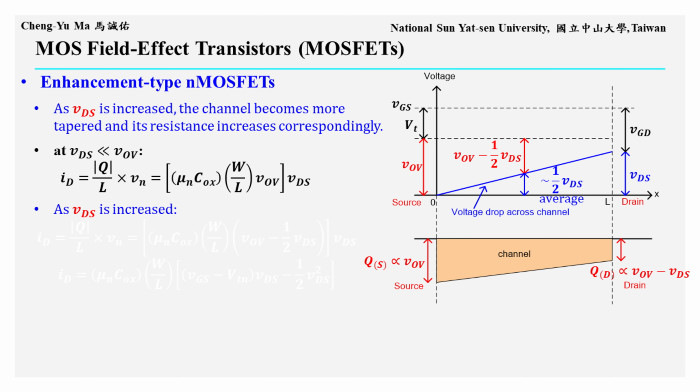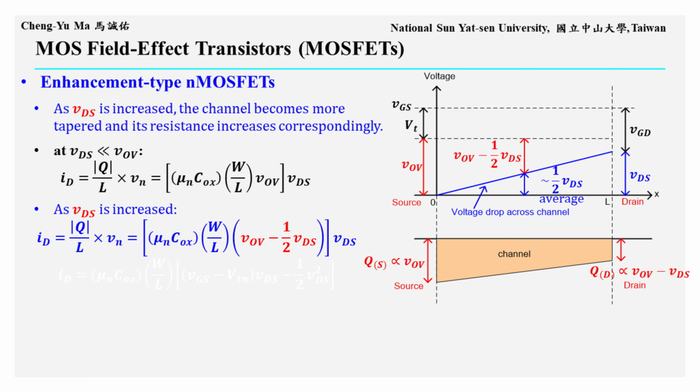If we use the average channel voltage, 1/2 VDS, then the average effective voltage controlling the channel charge becomes VOV minus 1/2 VDS. Replacing VOV by this average value gives the drain current formula for larger VDS. As shown in the equation, ID equals mu n C oxide W over L multiplied by the quantity VOV minus 1/2 VDS and then multiplied by VDS. Compared with the small VDS equation, the voltage term is modified to account for the reduced average channel charge as VDS increases.